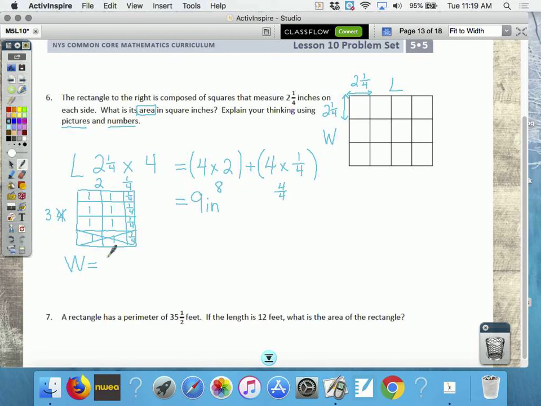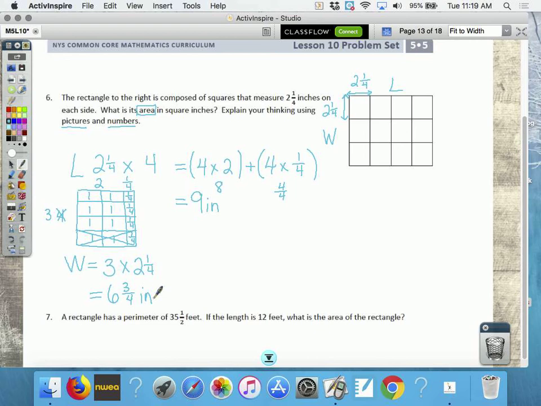And I'm going to do 3 copies of 2 and 1/4. So I've got 6 and 3/4. Okay, and am I done? Because it says what is the area. Yeah. So now how do I put together.